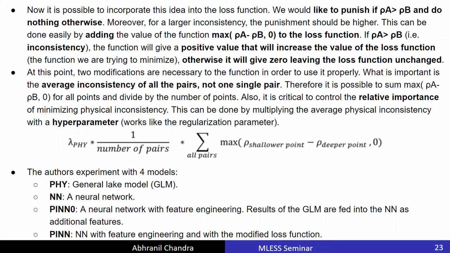And the authors have tested 4 models: a general physics-based model, which they call PHY. It is a general lake model. A simple neural network-based model that acts only on data available and doesn't use any physics-based constraints. PHY-NN 0, a neural network with feature engineering, where results of the GLM are fed into the neural network as additional features, and a PIN, which is a neural network with feature engineering and the modified loss function.